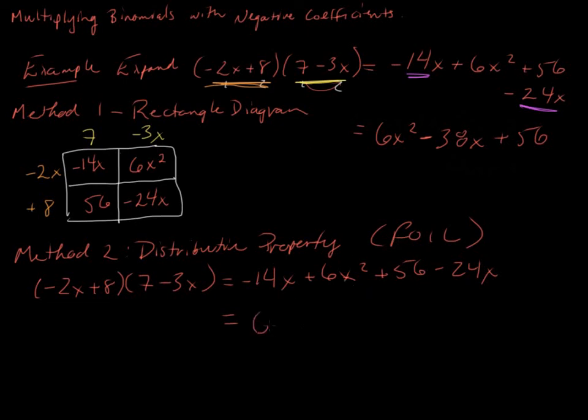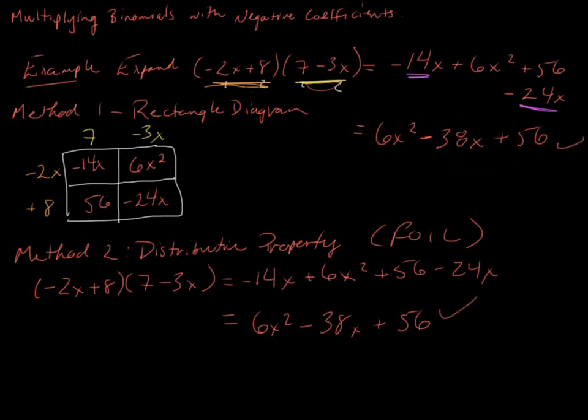So our 6x squared, I always like putting it in standard format with our x squared first, and then our x variable is our second term, and then the constant is our third. So that's what I'm going to do. So it's positive 6x squared, and then our negative 14x plus negative 24x gets us negative 38x, and then last but not least that constant of 56. So you can see both strategies produce the same result.